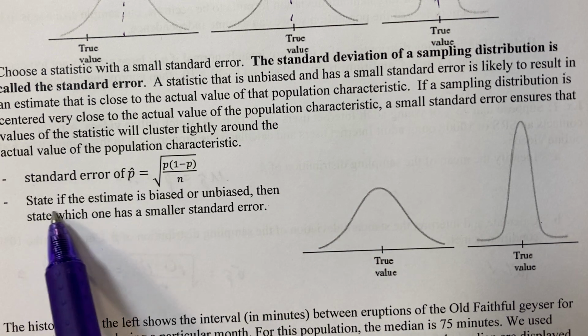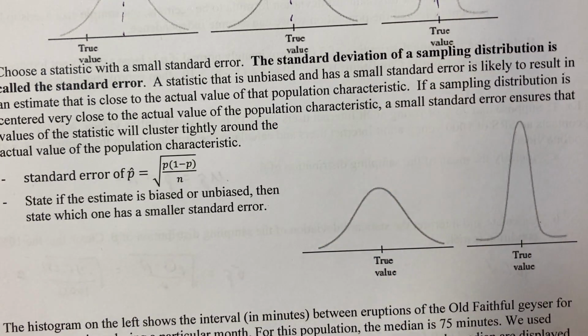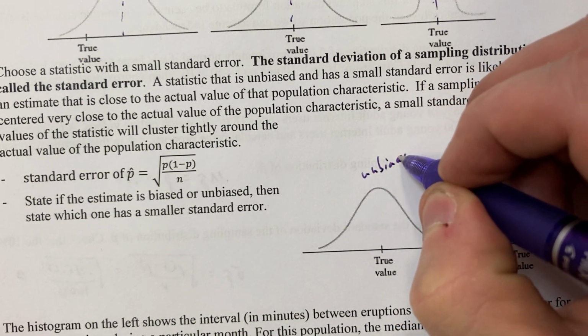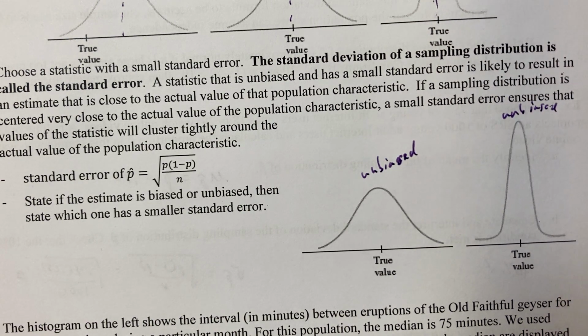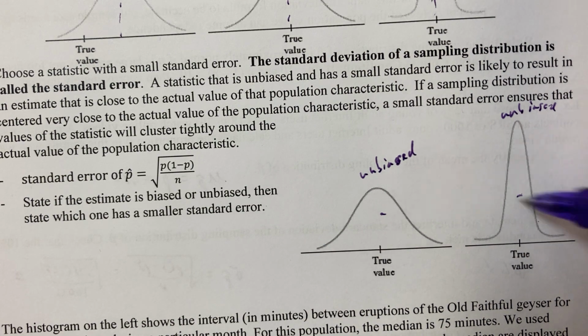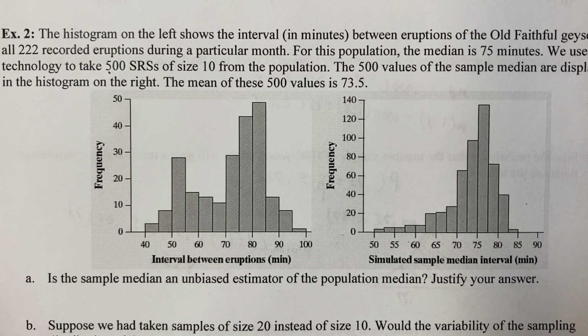Talked about that. State if the estimate is biased or unbiased. These are both unbiased. Why did I repeat this? I just did this. These are both unbiased. And this one is more spread out than this one. This one has less variability. This one, the standard deviation will be smaller than this one. I don't know why I repeated that. Sorry.